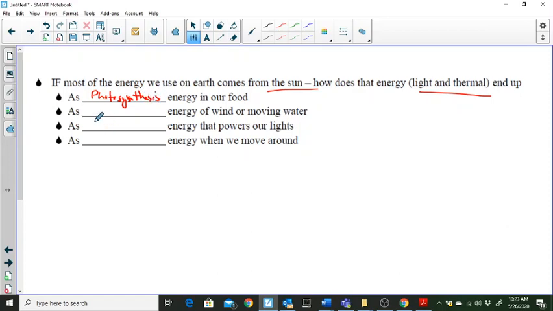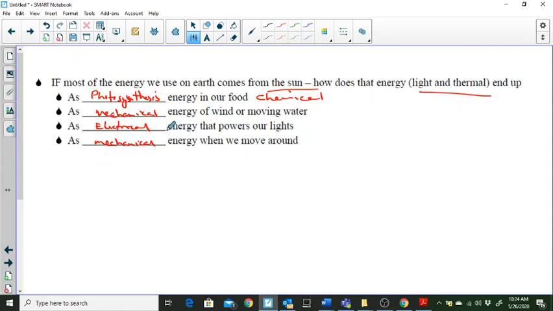Yep, bringing stuff in like that. As energy of wind or moving water. Okay, so photosynthesis, this is chemical energy. The wind moving water, we can think of that as mechanical energy. I may have been too specific on this answer up here, photosynthesis. As the energy that powers our light, we can talk about electrical energy. And energy that we use when we move around, that would be mechanical energy again.